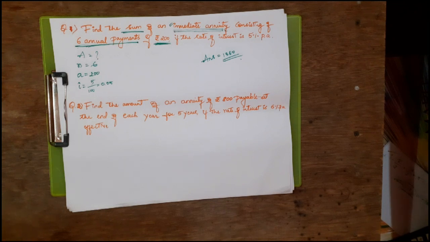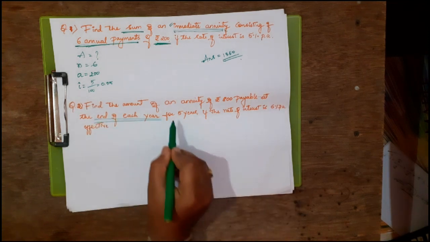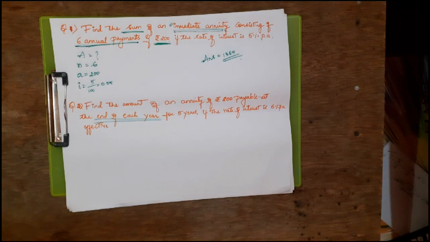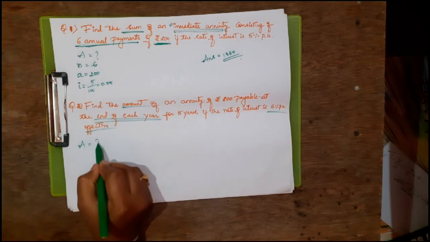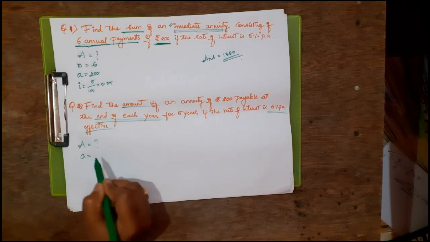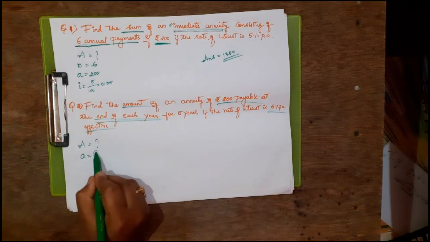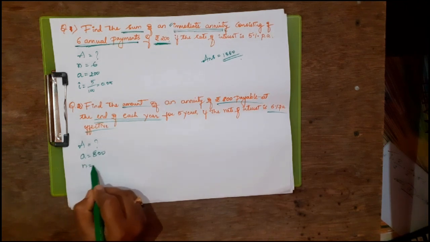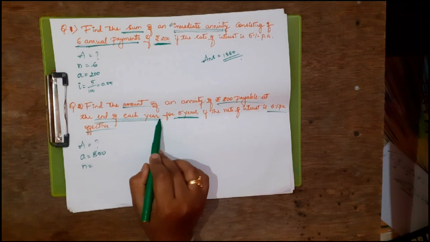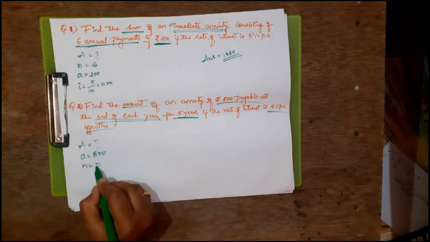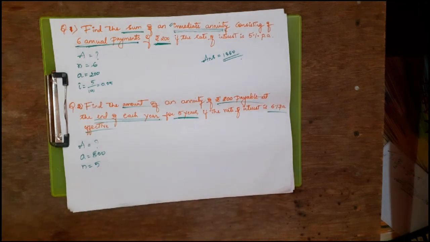Okay, look at the question. Find the amount of an annuity of rupees 800 payable at the end of each year. At the end of each year they have mentioned here for 5 years if the rate of interest is 6% effectively. Okay, so they are asking us to calculate amount, right? So amount we have to calculate. A is how much? A is 800 and n is yearly, they are making payment each year. So in the sum also they have given n directly, so we are taking n as 5 only.